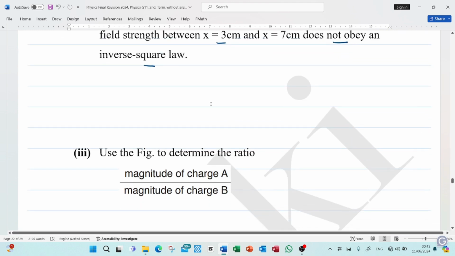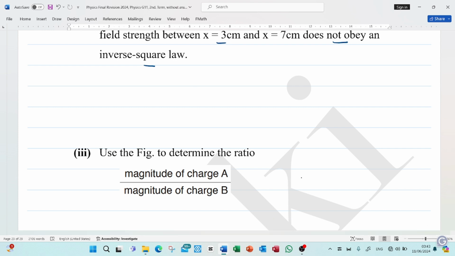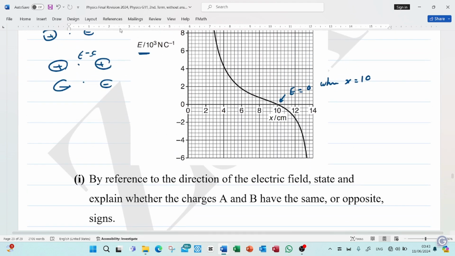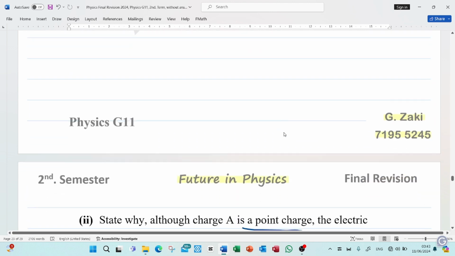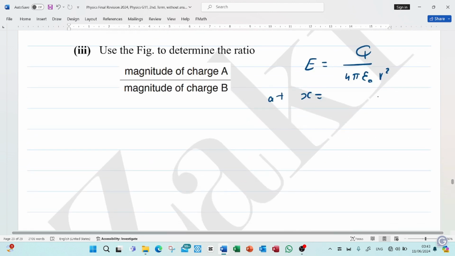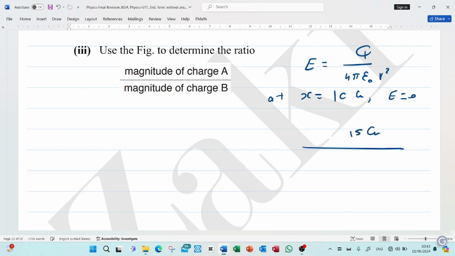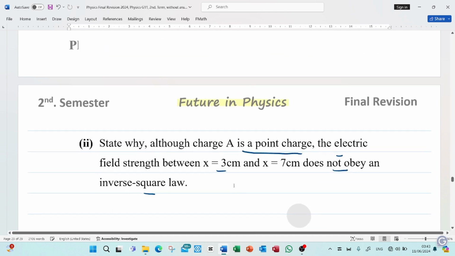Now, next, use the figure to determine the ratio of the magnitude of charge A to the magnitude of charge B. We know the relation E equals Q over 4 pi epsilon naught r squared. Now at x equals 10 centimeter, the electric field is 0. This is the total distance, it's 15 centimeter.